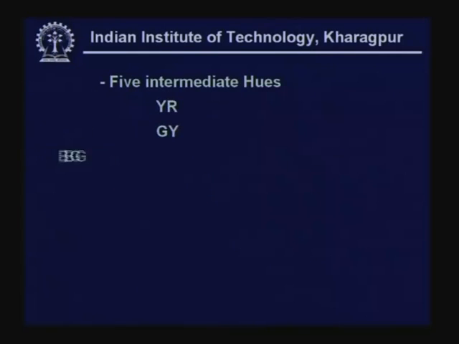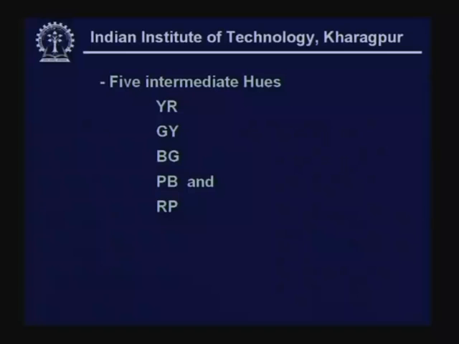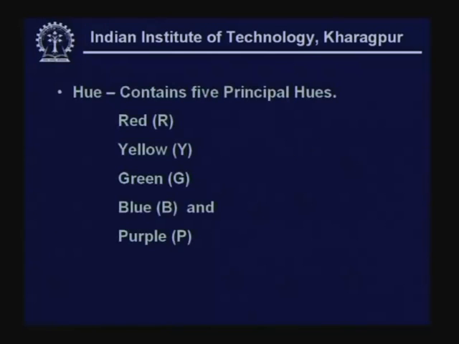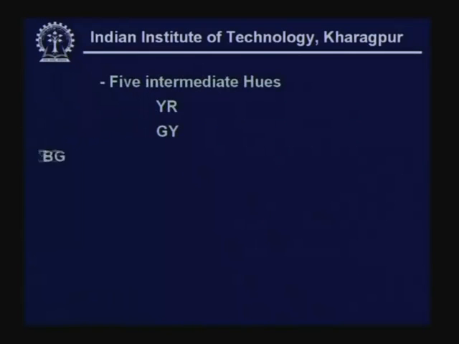Plus, it also has what are called the intermediate hues, that is bordering between two of those principal hues. For instance, YR would mean between yellow and red, GY would mean between green and yellow, BG would mean between blue and green, PB would mean between purple and blue, and RP would be between red and purple. So, what do we have? We have 5 principal hues, which are red, yellow, green, blue, and purple, with 5 intermediate hues YR, GY, BG, PB, and RP.